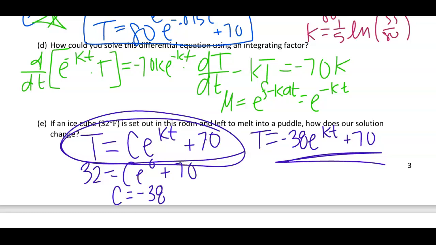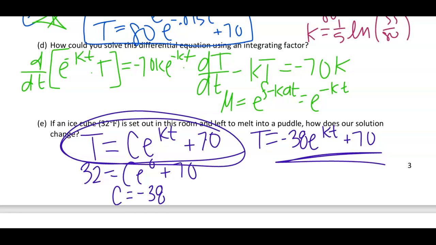It's not going to be the same k because our initial temperature to 70 is smaller, and so that growth rate is going to be a different rate, or that decay rate, however you want to think about it. That constant of proportionality is going to be a different one than when you start further away, because remember it's proportional to the difference between the temperature and the ambient temperature. So if you start closer, then that K is going to be different than if you start further away.